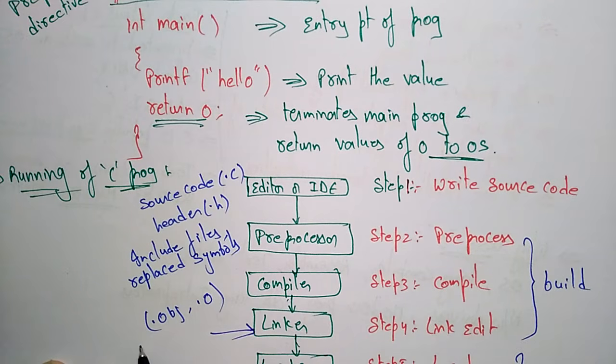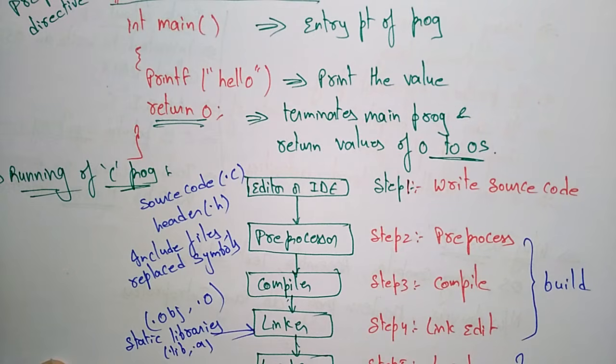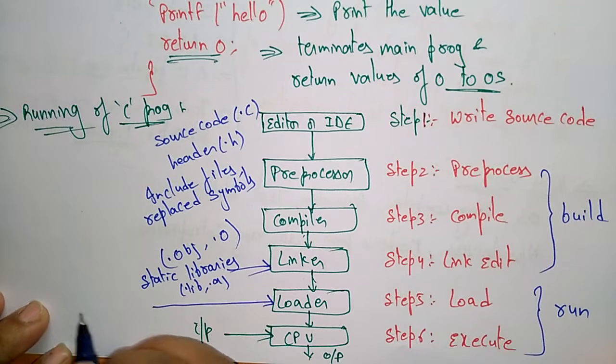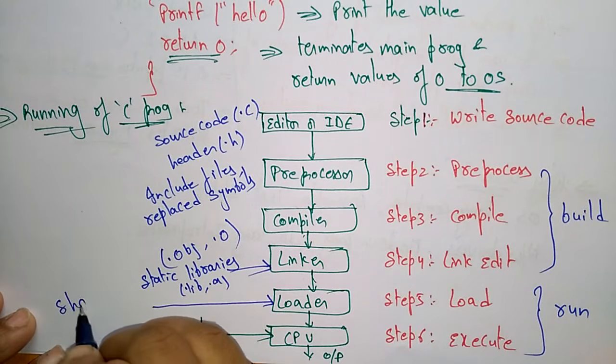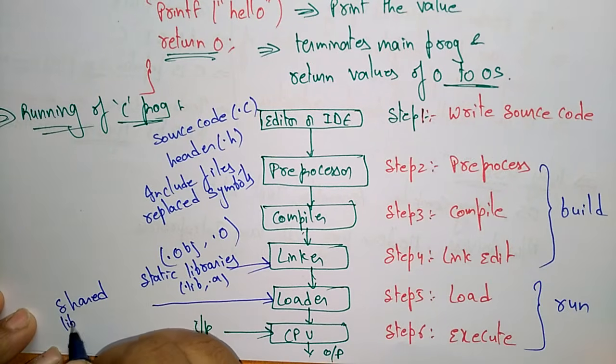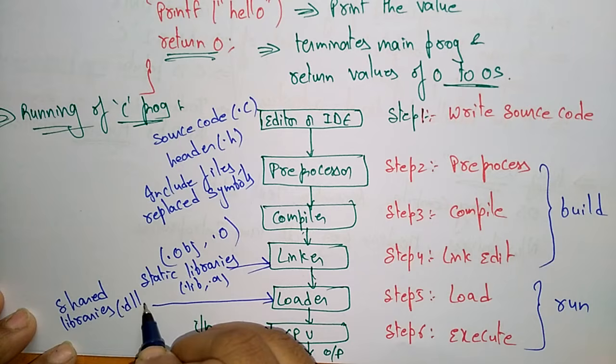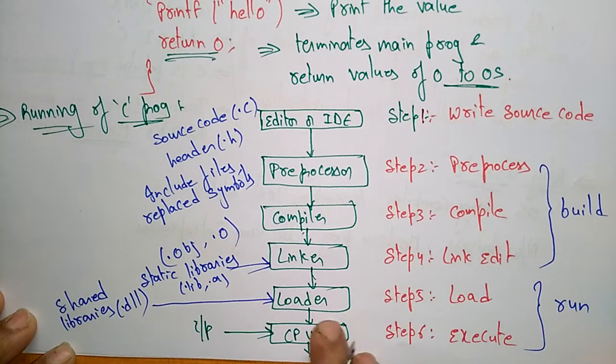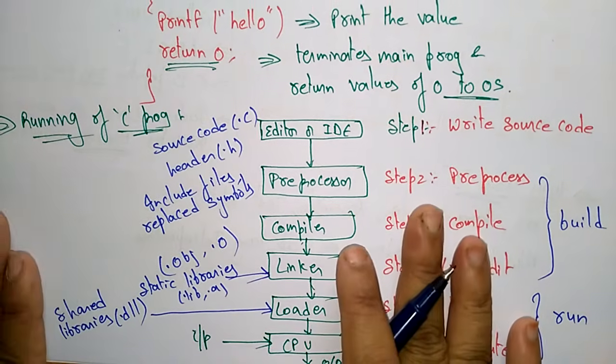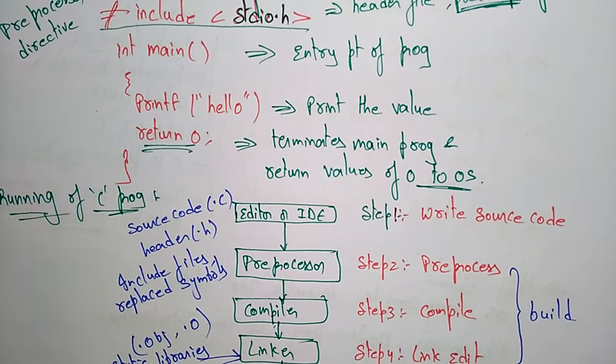So linker, we are giving it static libraries, that is .lib or .a. Next, loader. So loader consists of shared libraries. Whatever libraries are there, shared libraries will be connected to the loader. So .dll files will be stored on the loader and it executes the program. So this is how the program is run in C.